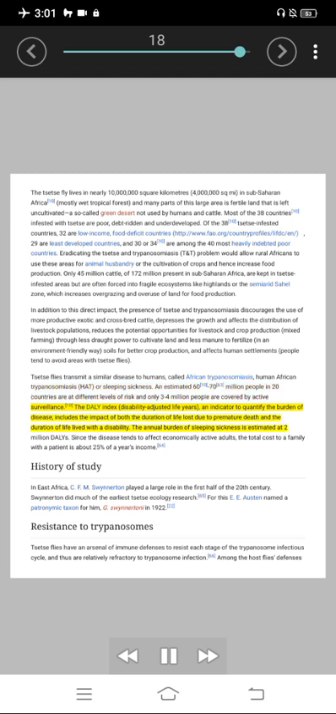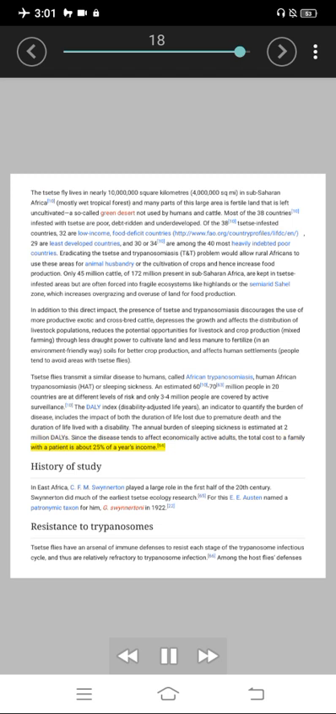The DALY, Disability Adjusted Life Years, an indicator to quantify the burden of disease, includes the impact of both the duration of life lost due to premature death and the duration of life lived with a disability. The annual burden of sleeping sickness is estimated at 2 million DALYs. Since the disease tends to affect economically active adults, the total cost to a family with a patient is about 25% of a year's income.